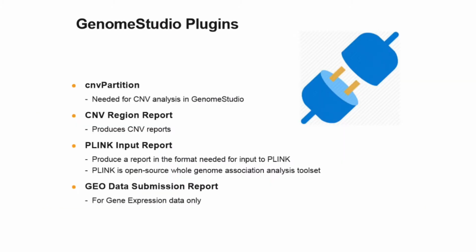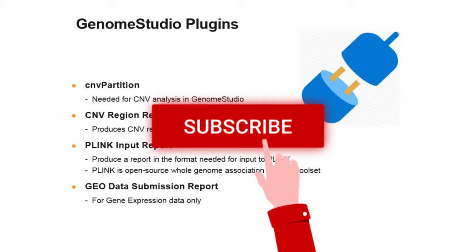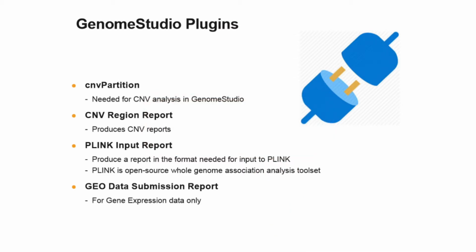These are the certain plugins which we require during the data analysis. One is the CNV partition, CNV region report, Plink input report, GEO data submission reports. The most important is the Plink input report, by which we can create PED files or MAP files with the help of the Plink input report plugin in GenomeStudio. After that, when we have the PED or MAP files, we can do certain analyses like QC, the per marker QC and the per individual QC.